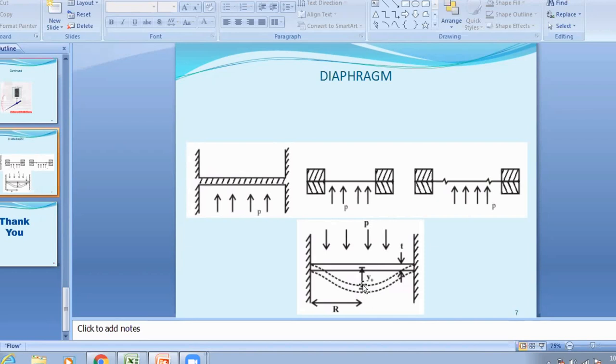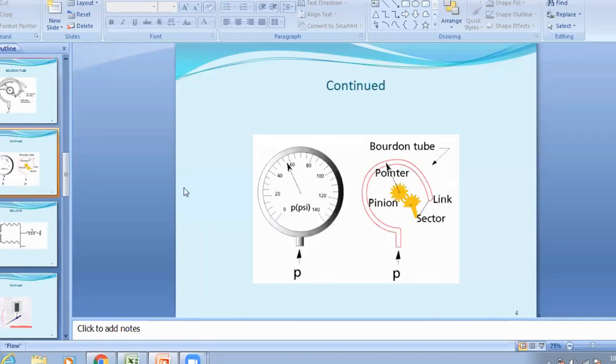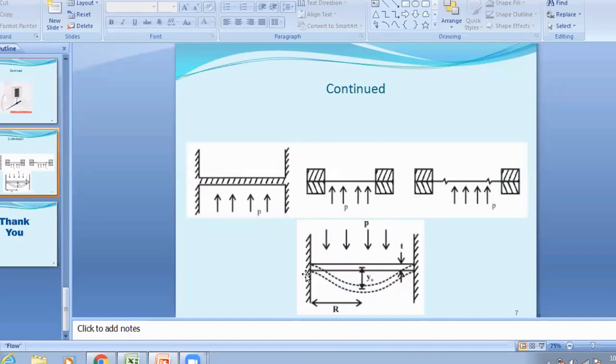You can attach the pointer directly with this end. Similarly, you have to attach the deflecting mechanism, like the Bourdon tube, with this thin plate. The deflecting mechanism has to be attached with this thin plate. We know that the deflecting mechanism consists of one link, a sector link, and a pinion. So the same thing has to be attached with the diaphragm.